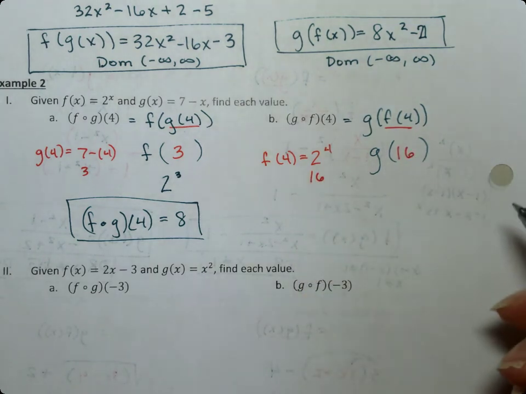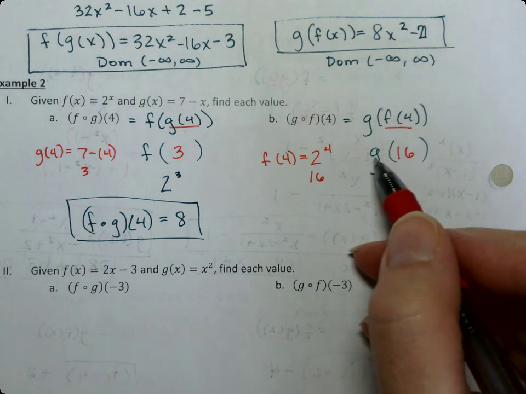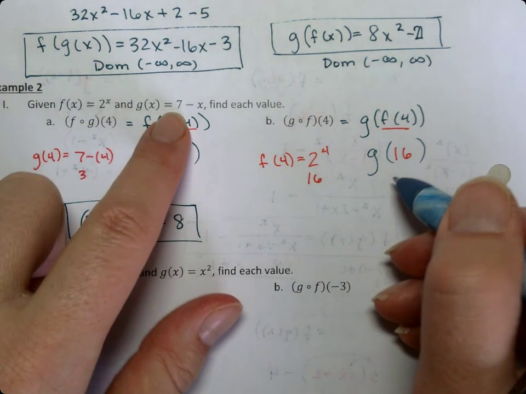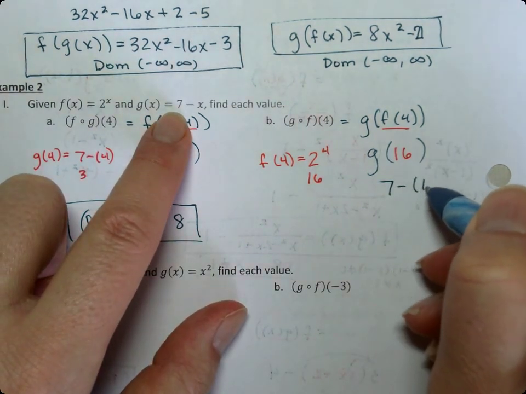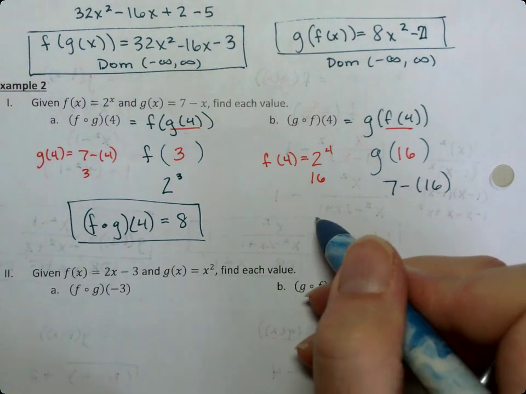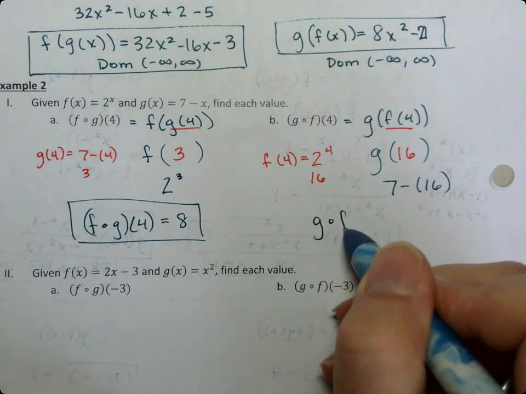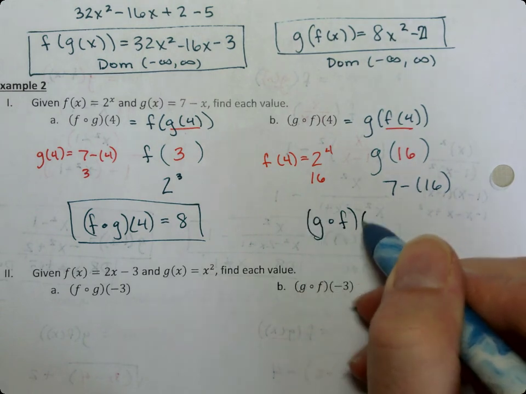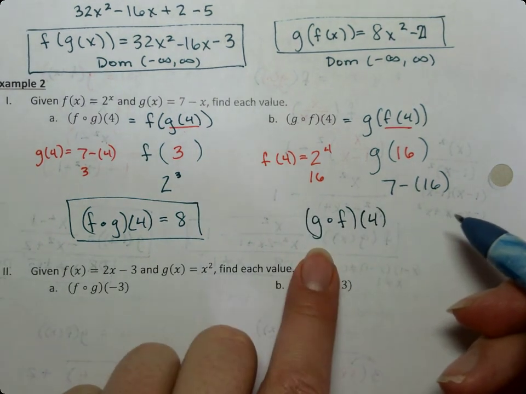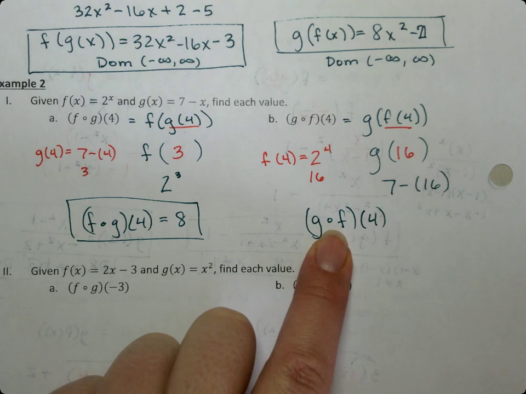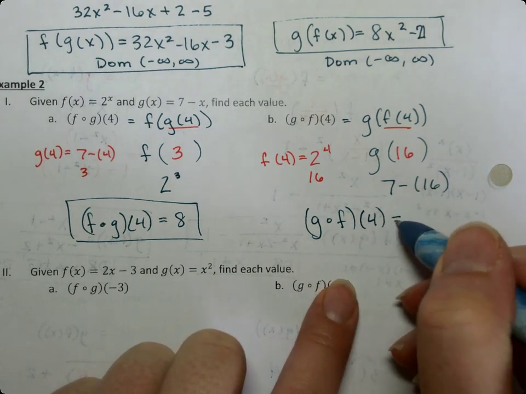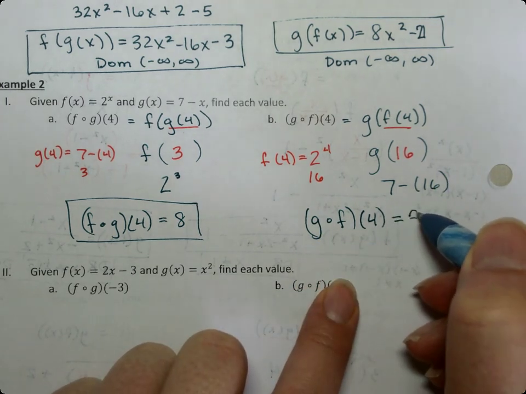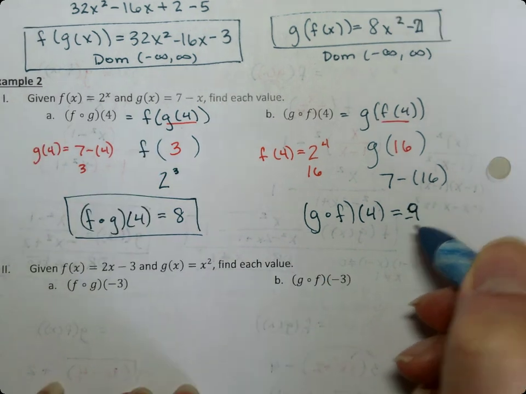Yep. Now I'm going to take that 16 and plug it inside the function g. So it would be 7 minus 16, and what do we end up with? You said negative 9? So look, I'm writing it in function notation. I'm saying this was my composition of 4, and I get out positive 9. No, negative 9, right? Negative 9.